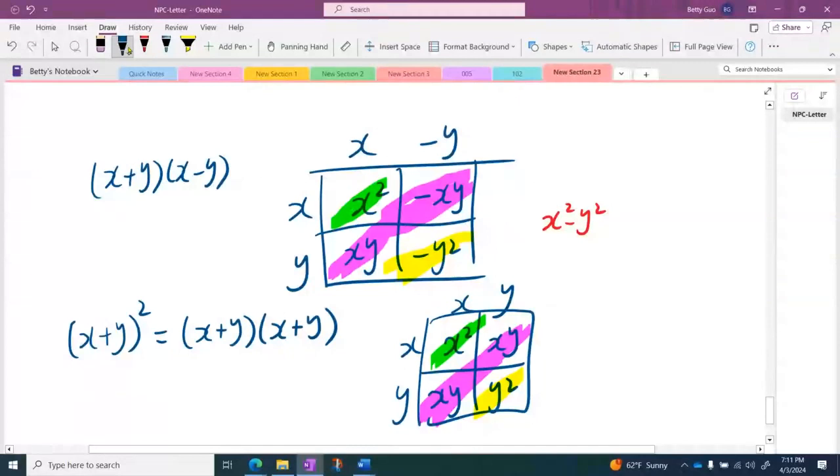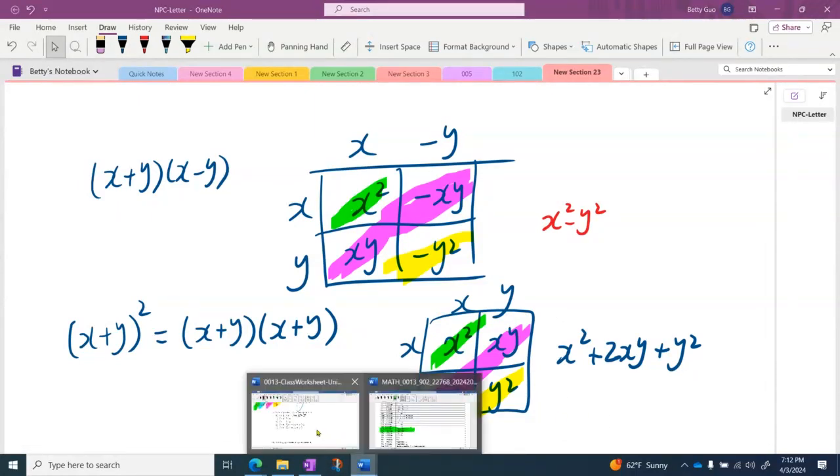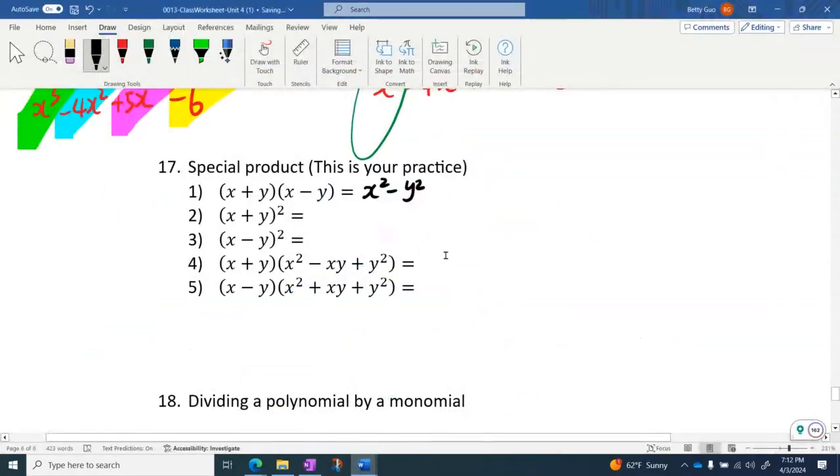So the green is x squared. The two pink, they cancel in this case. It canceled in the previous case, but not this one. We combine them, xy plus xy. We have 2xy. And the yellow is y squared. This is the answer, okay? X squared plus 2xy plus y squared. Let me write it down. We have x squared plus 2xy plus y squared.